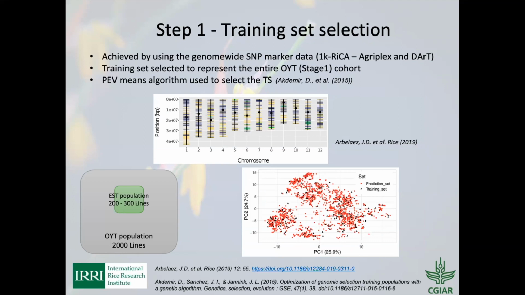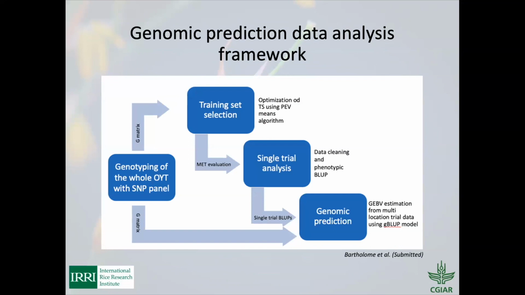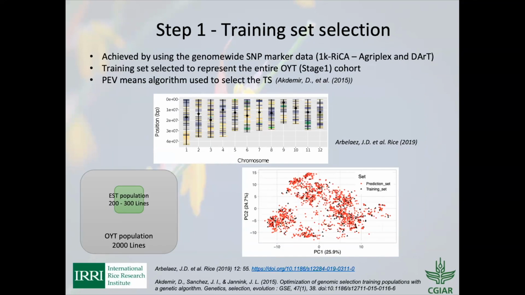So I'll go into the step-by-step implementation of genomic selection. In the previous framework, I told briefly what the different steps are, but right now I'm going into detail. In terms of training set selection, how do we do that? When we have an OYT of 1,200 individuals with marker information for all of them, we use that information effectively to pick a training set that represents all 1,200 individuals. It has to be a good representation of all the families and all the individuals.